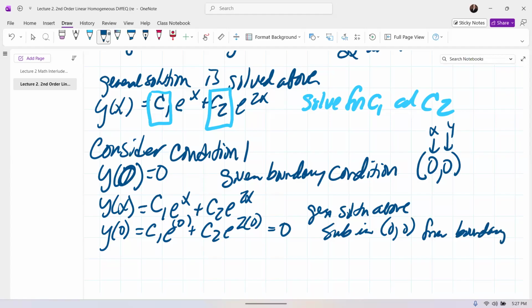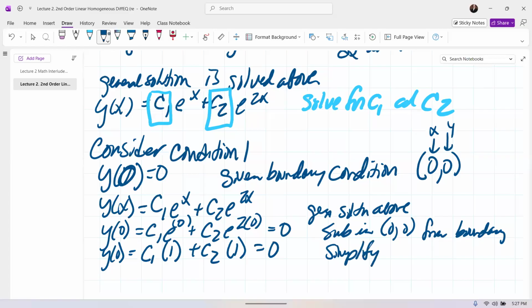Okay, now what we're going to do is simplify. So y of 0 equals, what's anything to the 0 power? Doesn't matter if it's e, just a natural number, doesn't matter. Anything to the 0 power is 1. C1 times 1 plus C2, oh, here's another one. 2 times 0 is 0, and e to the 0 is 1, equals 0. Great, so this is simplify. E to the 0 equals 1, recall this math fact.